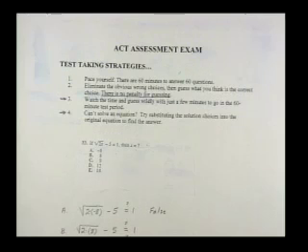Strategy number 4, can't solve an equation? Try substituting the solution choices into the original problem to find the correct answer. Here's an example. You are to find the value of x that makes the equation, the square root of the quantity 2x minus 5 equal 1, true. In case you had forgotten how to solve this equation, you may want to take the choices, A through E, substitute them into the equation to see which one makes it true.